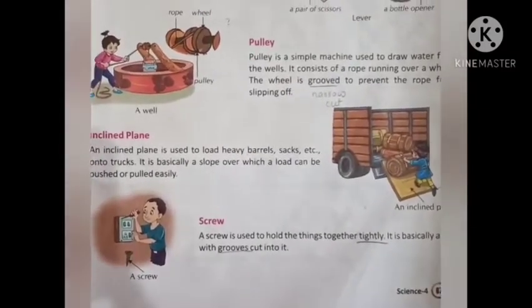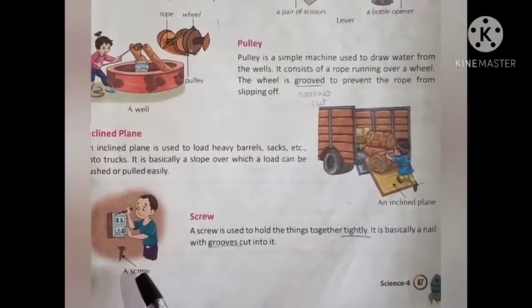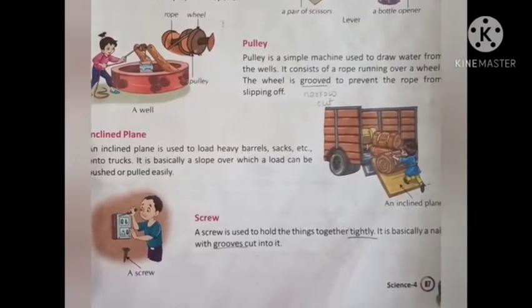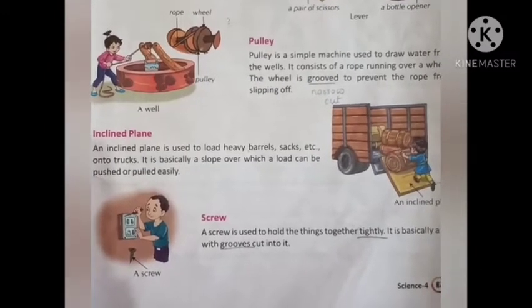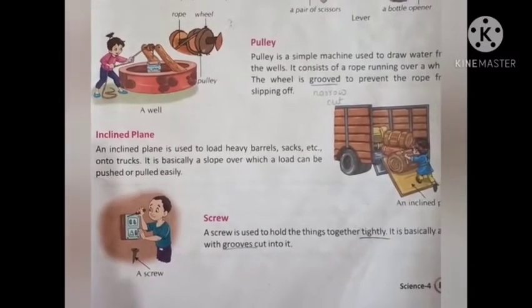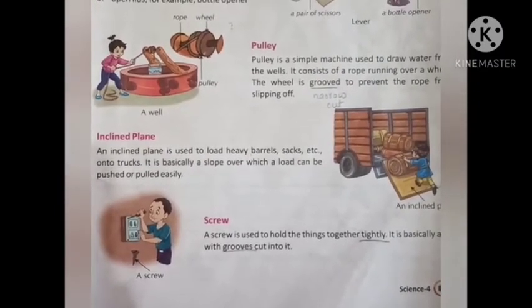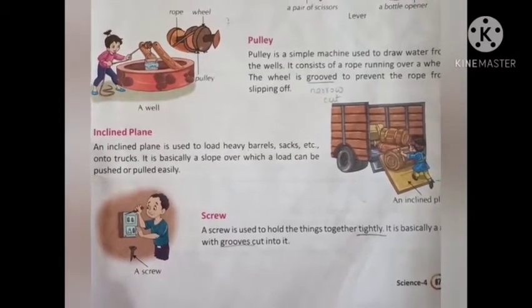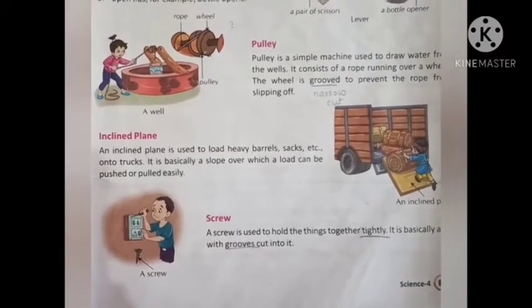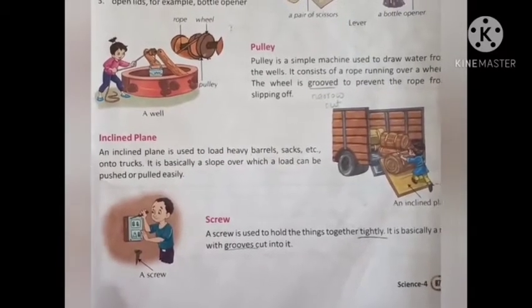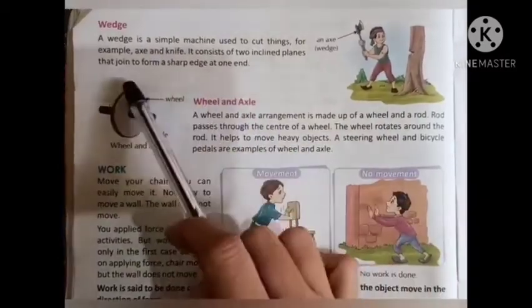The next is the screw. So screw is a very familiar thing to you. You might have used such screws many a time, right? So what is the screw used for? The screw is used to hold things together tightly. Many of your toys may have screws. The two parts of the toys are held together with the help of such screws. And the screws also have a groove, that is a narrow cut, so that they can be easily tightened up.